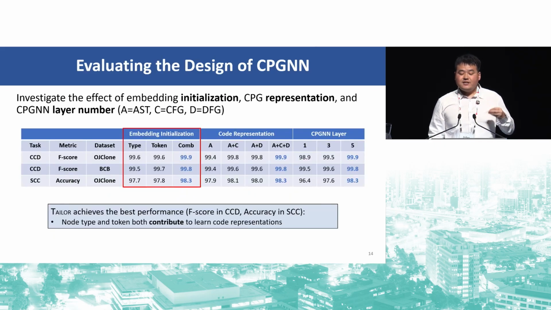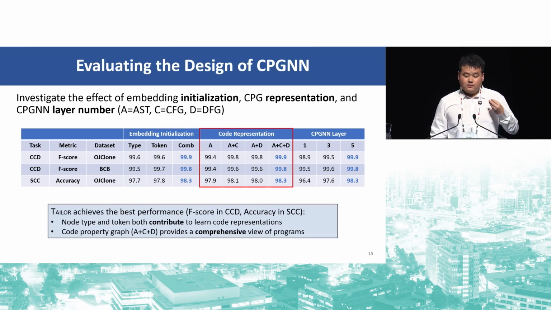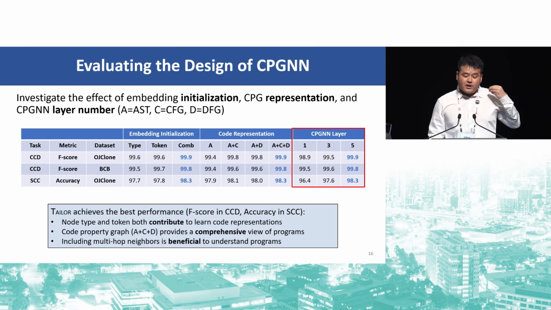We also investigate the effect of embedding initialization, code property graph representation, and CPGN layer number. From the table, we can find node type and token both contribute to learning code representations. And the code property graph provides a comprehensive view of programs. Also, including multi-hop neighbors is beneficial to understand the programs.